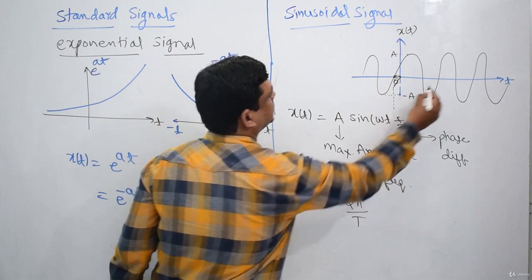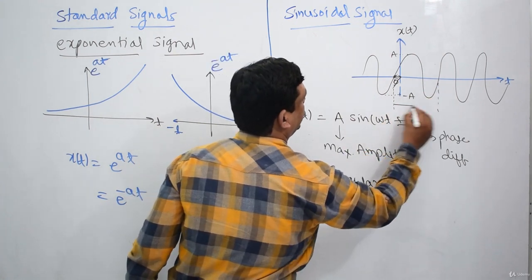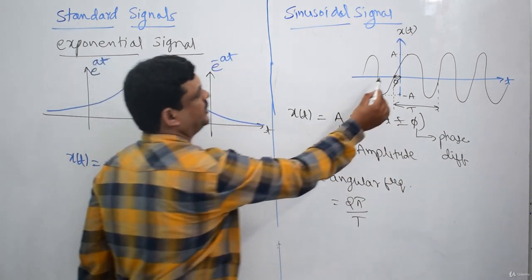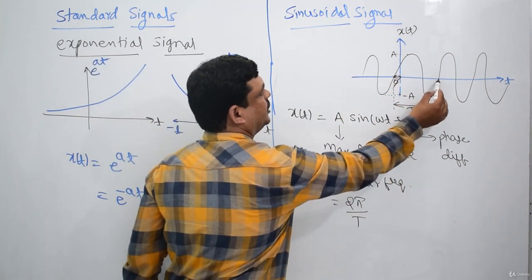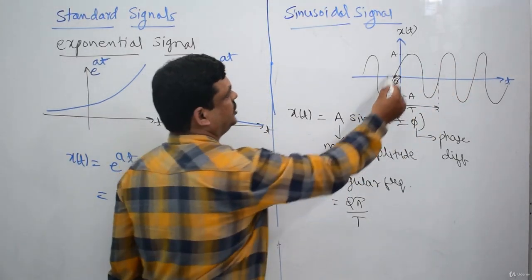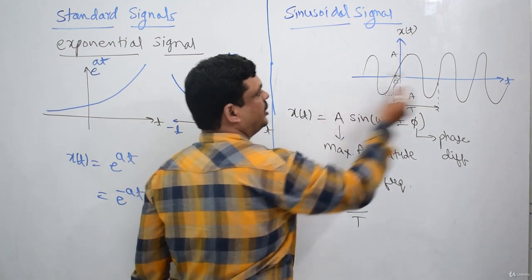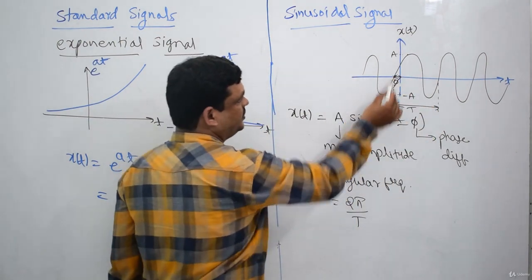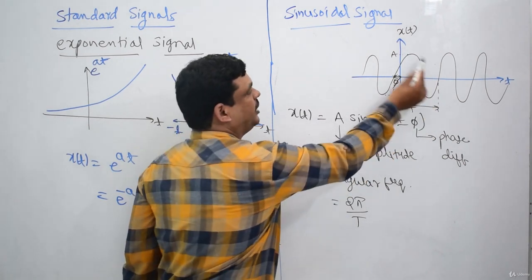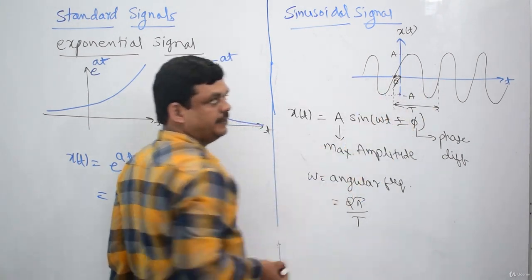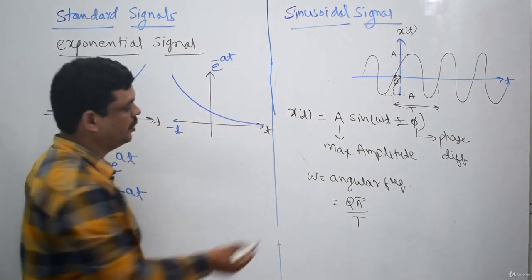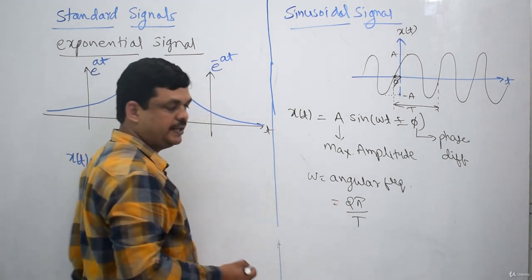The time period is the time required to complete one cycle. Here one cycle means the positive and negative cycle. These two are repeated up to infinity, from minus infinity to plus infinity. This repeated part is called one cycle. The time required to complete one cycle is called the time period. Depending on the time period, the omega value changes. So omega is equal to 2 pi by T.